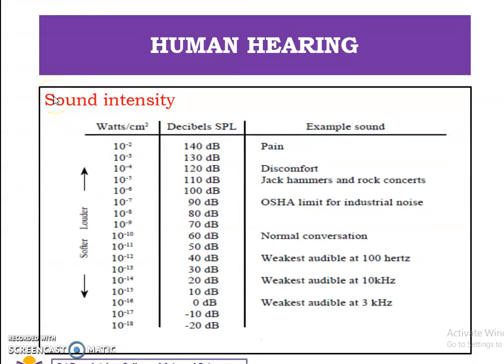Here is the table I have given. In this table, it ranges from softer towards the louder, the weakest audible at 100 Hz. We all know that 0 dB is the weakest audible and 60 dB is normal conversation, and the World Health Organization has given a standard for industrial noise of 90 dB, 120 dB is discomfort and 140 dB is more painful. So it ranges from softer towards the louder.